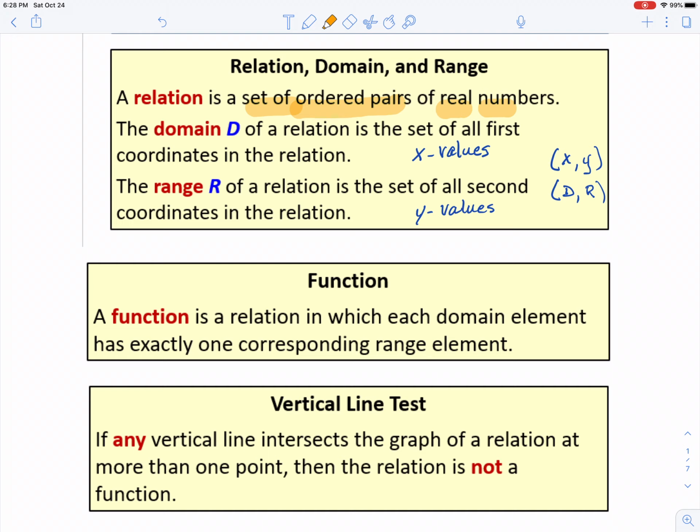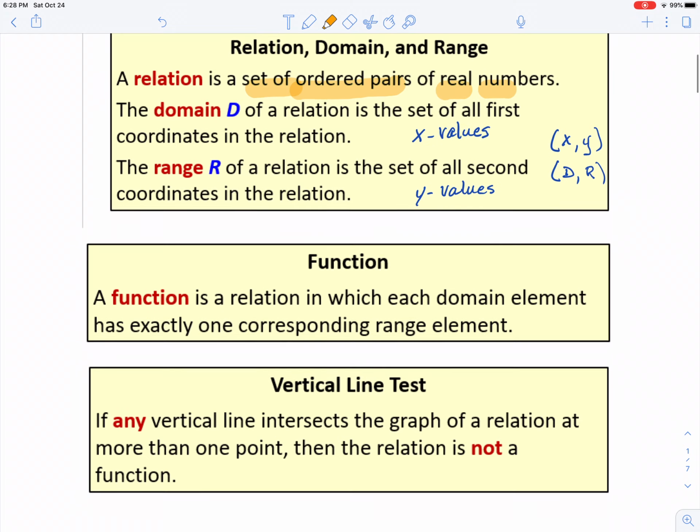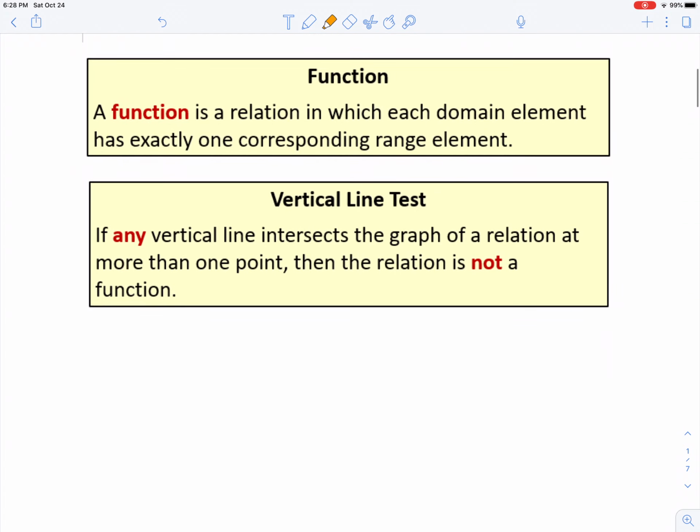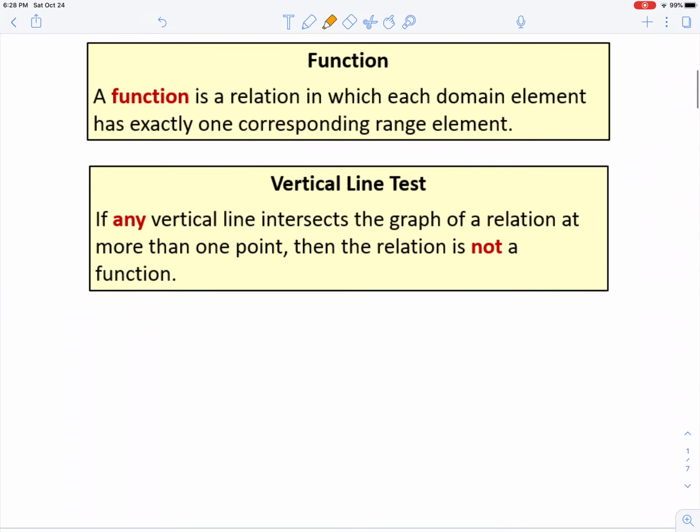So one way that you can determine whether or not a relation is a function is by performing something called the vertical line test on the graph. So you would need to see the graph of the relation, and then from looking at that graph you can decide if it is in fact a function. So the way the vertical line test works, let's have a picture here.